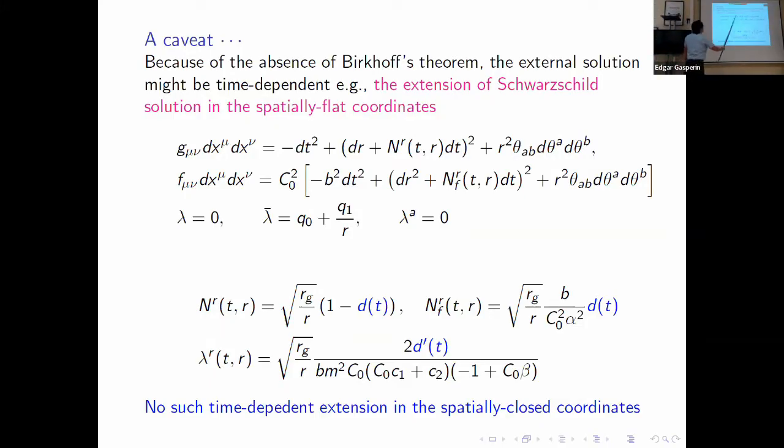For instance, if you consider a modified system, we can find a time-dependent extension of Schwarzschild space. In the case of Schwarzschild, this factor is constant, but now this part can be some time-dependent function, with lambda proportional to the time. Of course, if D is constant, then the two factors also become constant in time. But in general, we can consider this kind of solution.